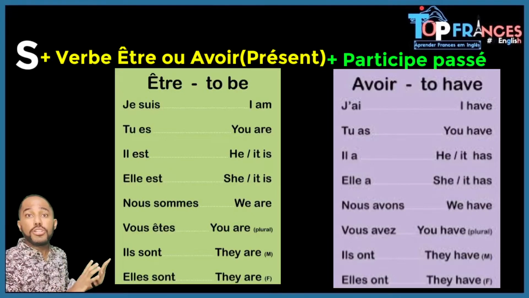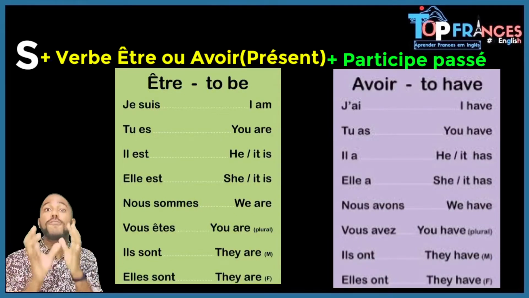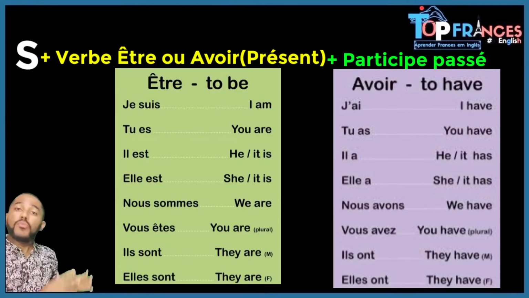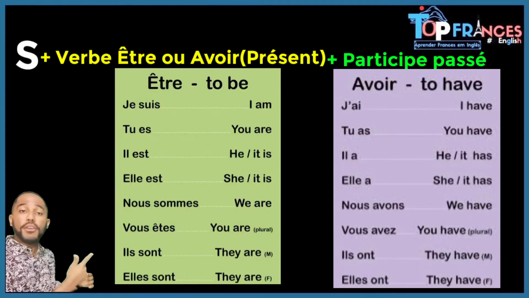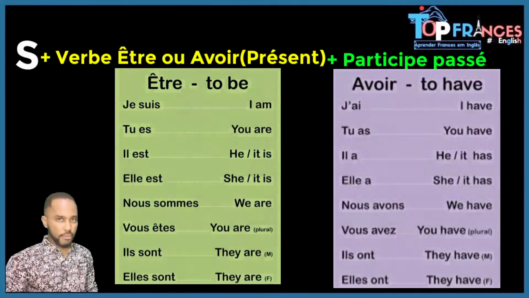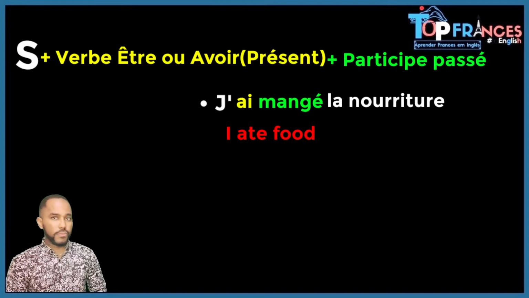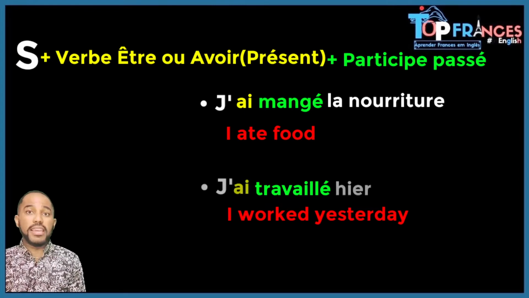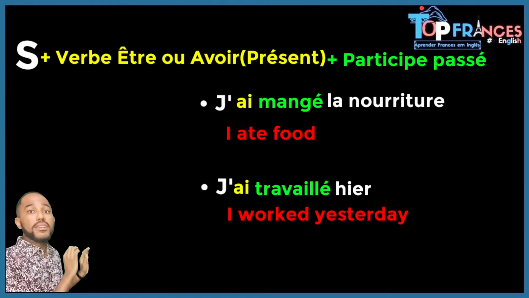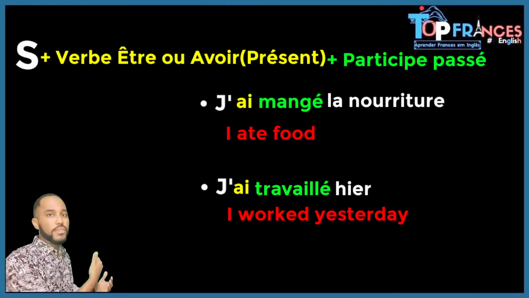So this will serve as an auxiliary verb that is going to help us form les passés composés. Now, when we know how to conjugate that, we complete the verb with the past participle. For example, j'ai mangé la nourriture. J'ai travaillé hier. You see that? I'm using the auxiliary verb avoir plus the past participle.